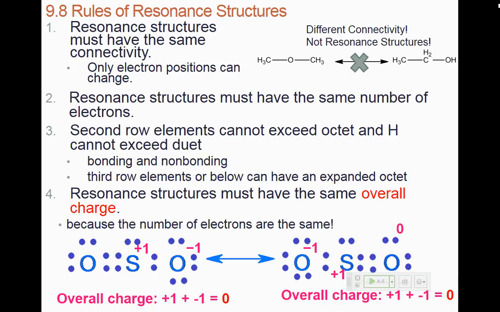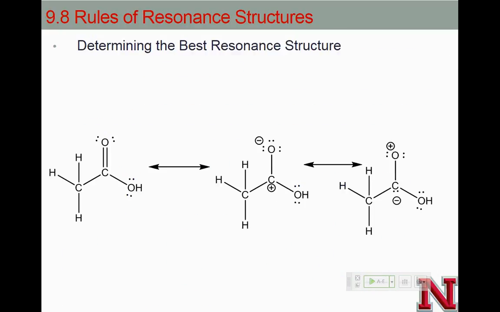Okay, and then lastly, resonance structures must have overall the same overall charge. Now, the individual atoms in the resonance structure might have a different charge, but overall, the charge should be the same, because the overall charge is based on the amount of electrons, and the amount of electrons doesn't change. So the overall charge is always going to be the same, even though you might have different charged species. So let's look at an example.